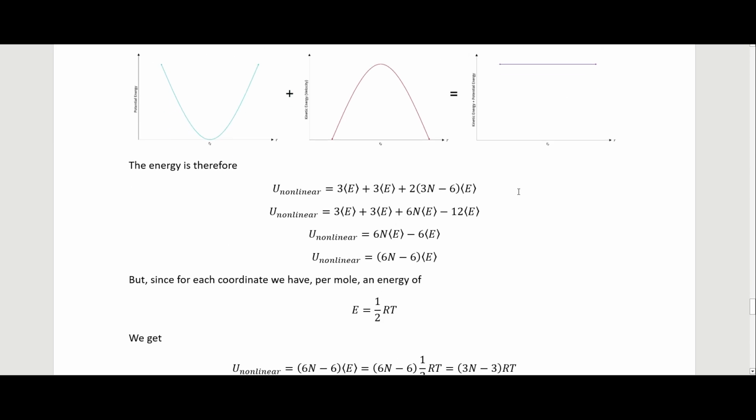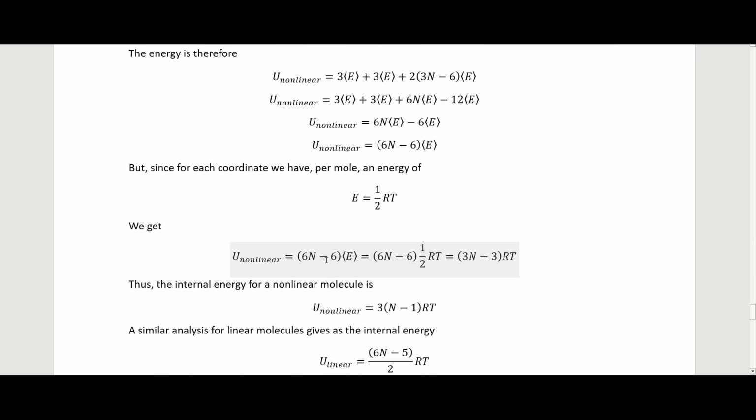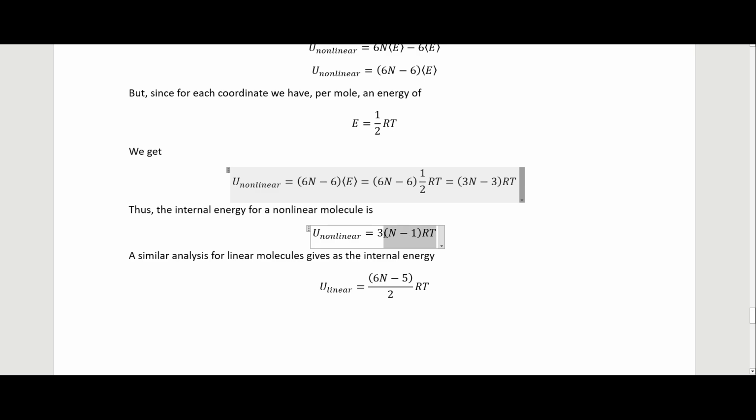The energy is therefore, if we add all these up, we end up with 6n minus 6 times the energy. But since for each coordinate it is equal to 1/2 RT, so again, for each coordinate, so for each dimension of space, for each vector component of rotation, and for the potential, and then for the kinetic energy of the vibrations, what we get is this. So it's the 6n minus 6 times 1/2 RT. So this 1/2 distributes in. We get 3n minus 3 RT. Then we can factor this 3 out. And so what we end up with is this right here. So it's 3 times n minus 1 times RT.